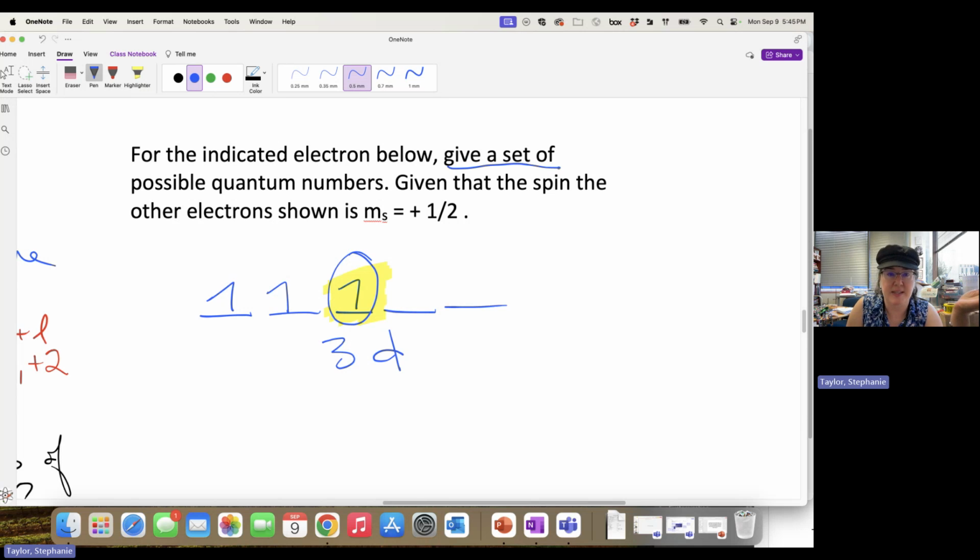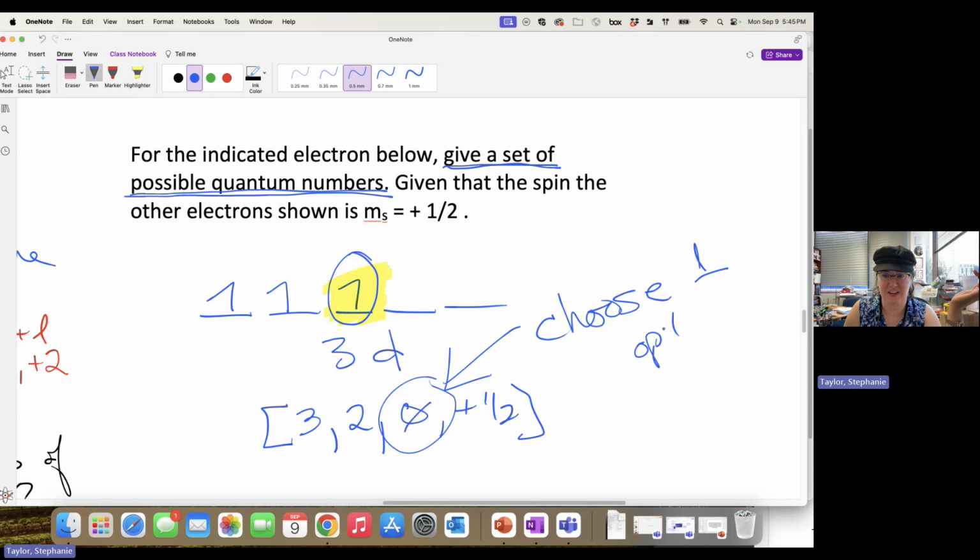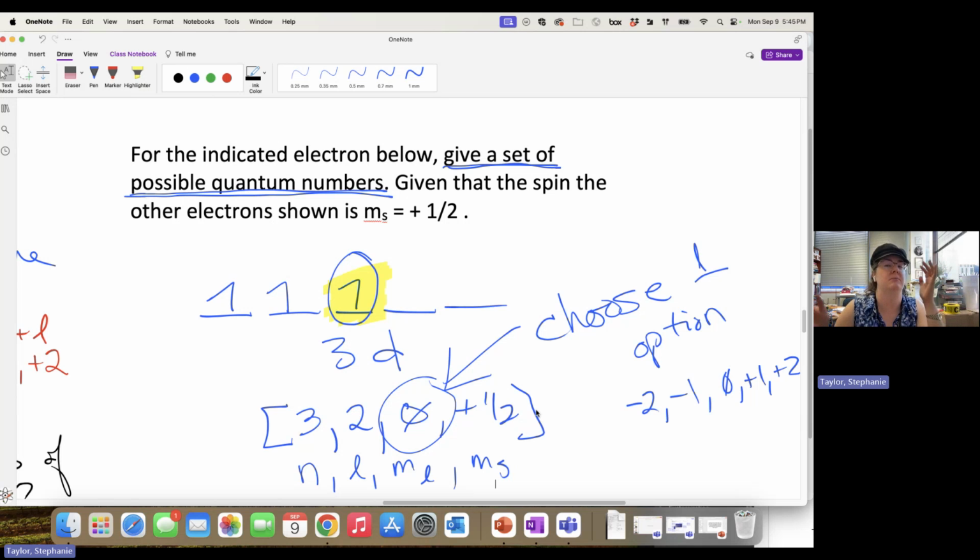Because it says give a set of possible quantum numbers, if this is my language, then I need to pick. You can pick whatever you want, but I have to choose one option. Those options could be -2, -1, 0, +1, +2. But if it says to give a set of quantum numbers, then I only want one value for n, l, m sub l, and m sub s. As long as it's an allowed value, that's okay. If this is a short answer question, you've got to give me something that fits the parameters. I asked for a set of quantum numbers.